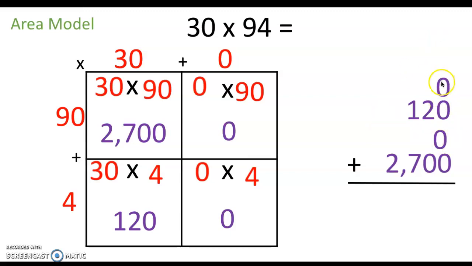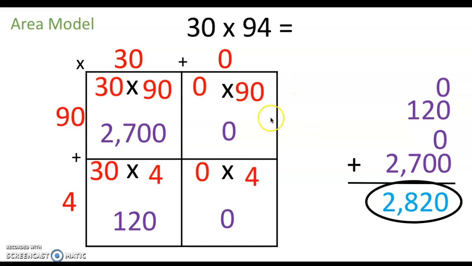Then let's add this. So we have all these zeros will give us a 0. 2 plus 0 is 2. So 1 plus 7 is 8. And 2 plus nothing is 2, giving you a grand total of 2,820. Good job, friends. Let's erase your board and let's try another one together.